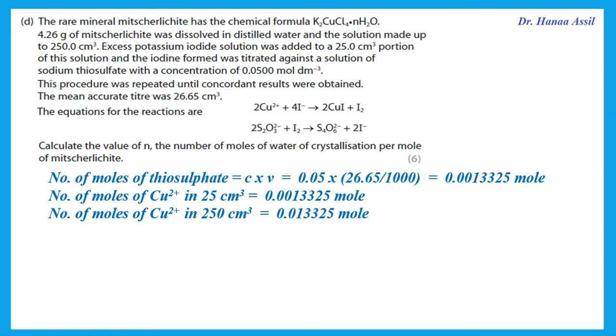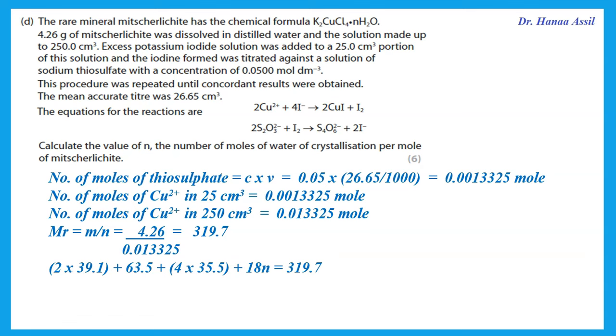So we need to get it in 250. So you multiply by 10, that would be the number of moles in 250, so that is in all the solution. Now we know that all of this solution had 4.26 grams, so I can get the MR. I know the number of moles, I know the mass, so I can get the MR, mass over number of moles. That gives me a total MR of 319.7. I can use that to get the N.